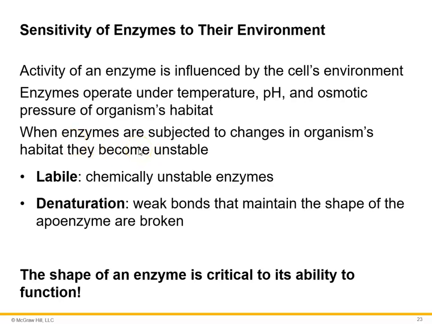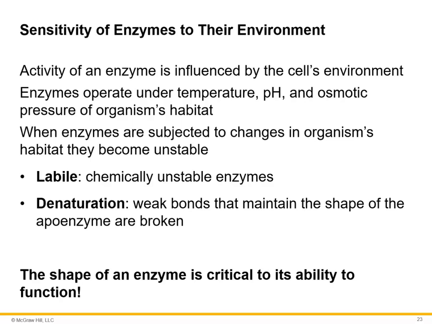Now, when enzymes are subjected to changes in the environment, they're going to become unstable. We call chemically unstable enzymes labile. And the process that breaks the bonds of the enzyme and deranges its shape is called denaturation. Things like high temperature, acidic pH, these things can disrupt those bonds of the enzyme, of the protein, and make it take on a completely different shape. And when it does that, it loses its function.